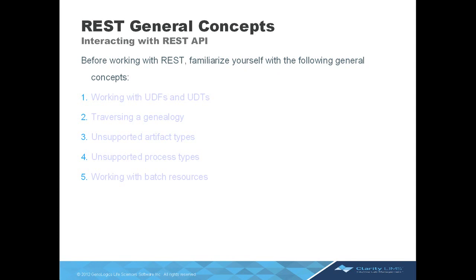Under batch resources, the interaction would be to retrieve all of the artifacts that you want in a single transaction, edit them, and then update the LIMS with them, all in a single transaction. So rather than having 96 get operations followed by 96 put operations, there's a single get that retrieves all 96 and a single put that updates all 96.